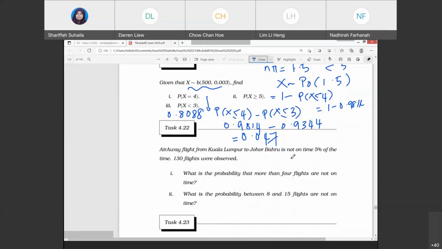Task 4.22. Okay, you change this one first, wait a moment. You just add 0.5%. Let me calculate first. You change it, so in this one you use 0.5% instead of 5%. Okay, 0.5%.